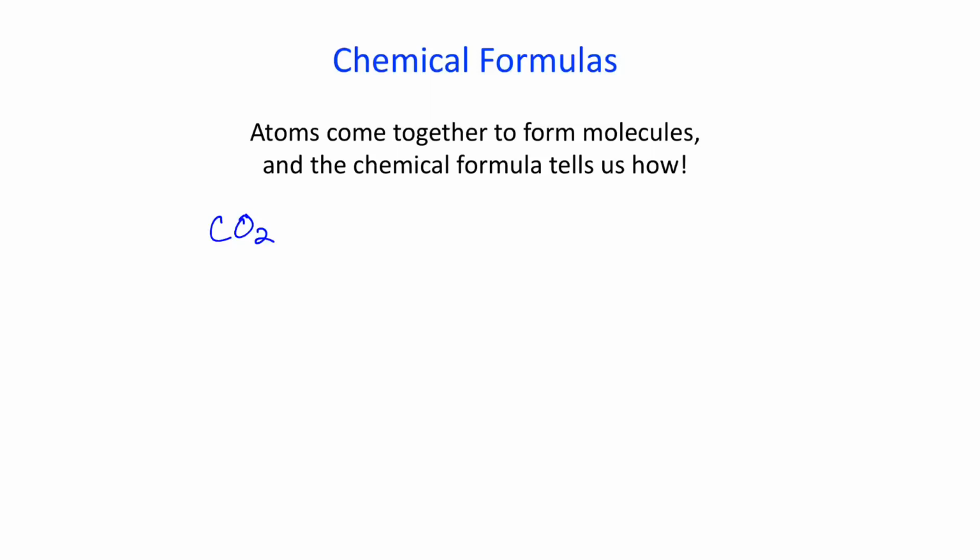We'll talk later about how those atoms are actually put together in space when we talk about our molecular geometry. But for now, let's just focus on the chemical formula. What this tells us is that we have one carbon atom that combines with two oxygen atoms. So here we've got one carbon atom and two oxygen atoms is what that chemical formula tells us.